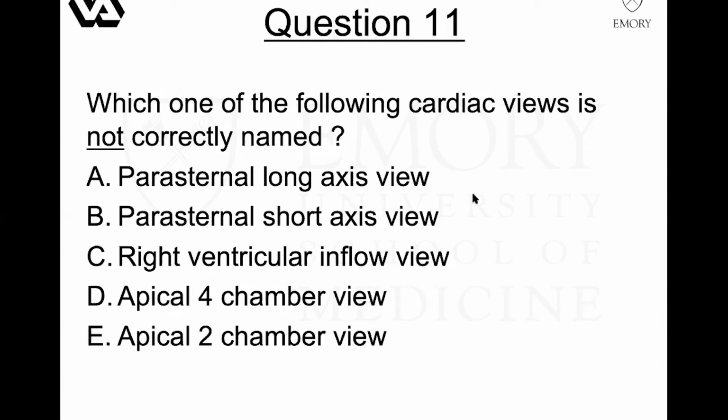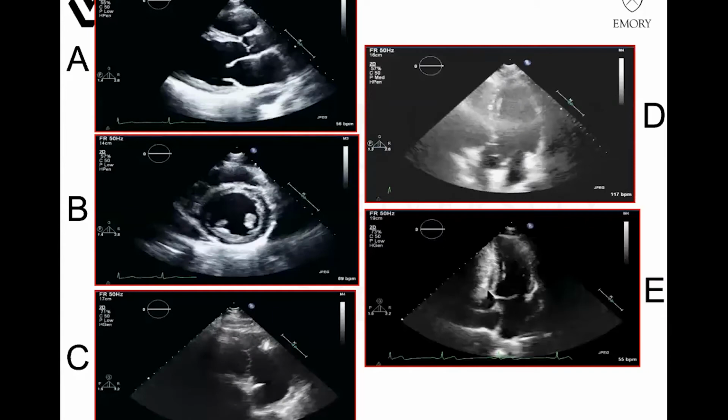All right. Which one of the following cardiac views is not correctly named? A, parasternal long. B, parasternal short. C, right ventricular inflow. D, apical 4. E, apical 2. Okay, I'll go through it again while you're looking at the image. A, parasternal long, B, parasternal short, C, right ventricular inflow, D, apical 4, and E, apical 2. Which one of these is not correctly named, Dustin?